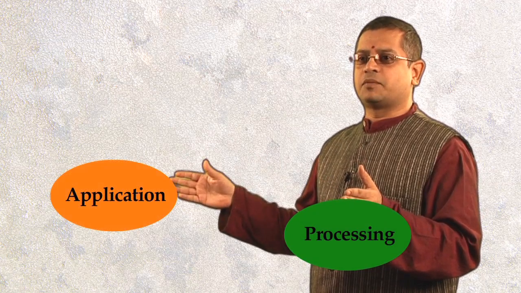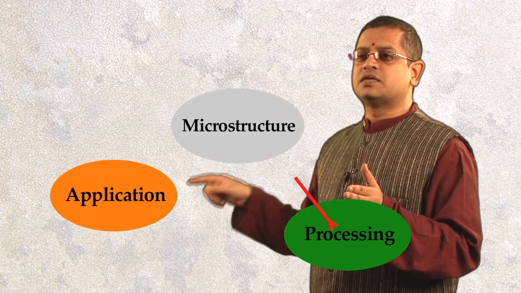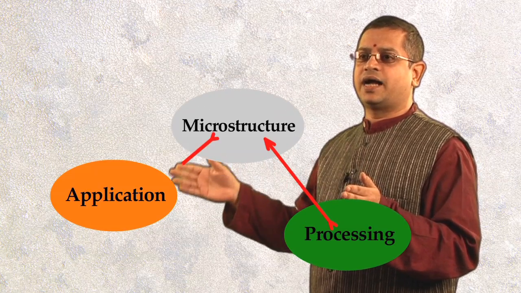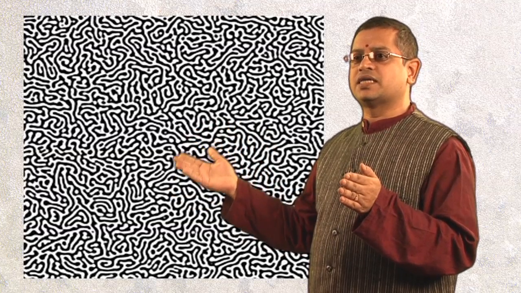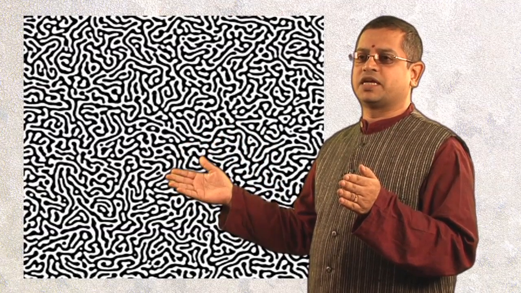The reason why we are worried about microstructures is because any material, irrespective of whether it is a metal or alloy or a ceramic or a polymer, we process the material in some ways and then we use it in an application. Microstructure is the bridge between the processing and the application. So, the processing produces some microstructure and that microstructure has a say on the property of the material.